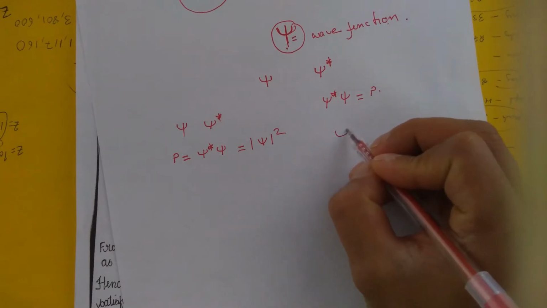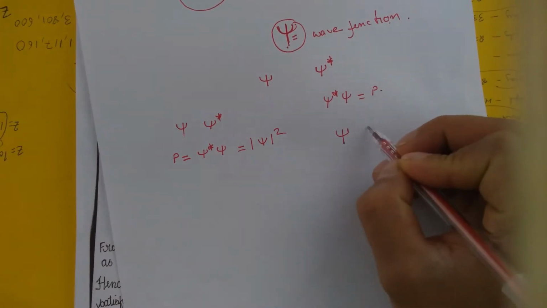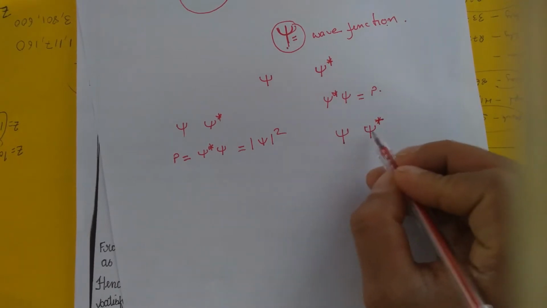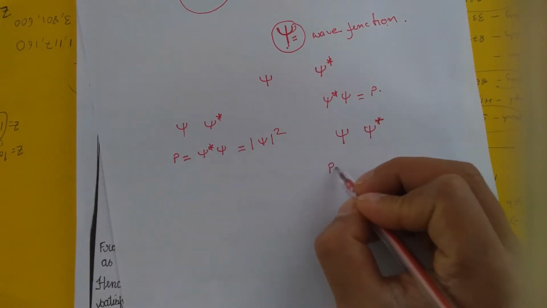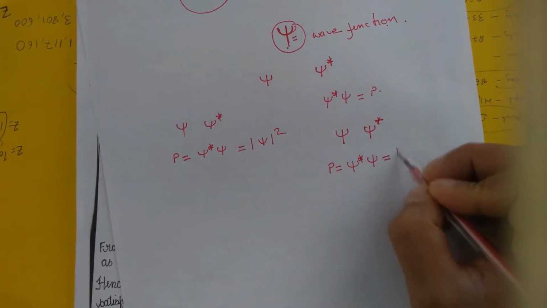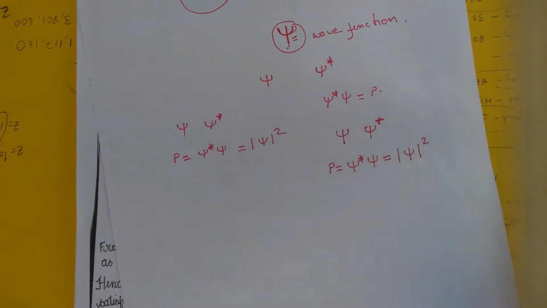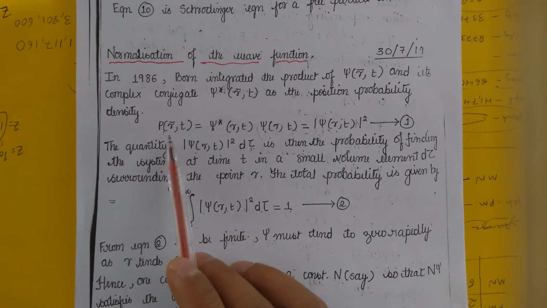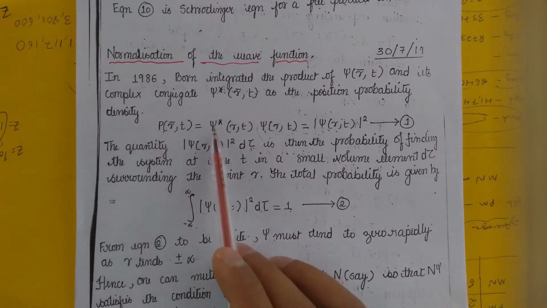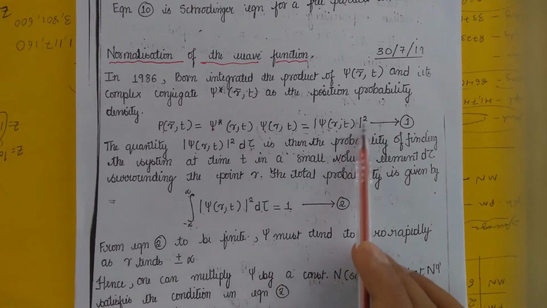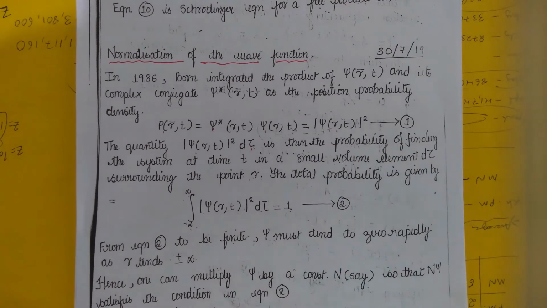If we have a wave function psi and the complex conjugate of that wave function, then the product of these two, psi star psi, which is also represented by psi squared, gives you the probability of finding the particle. This is a probability, represented by the square of the modulus of psi.